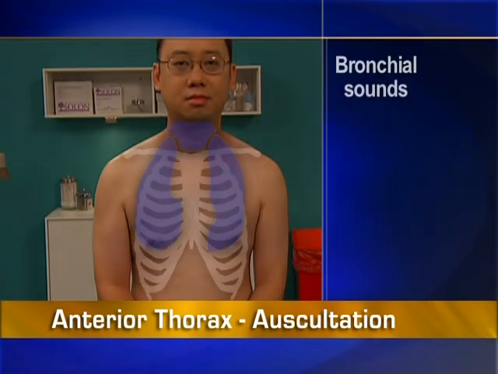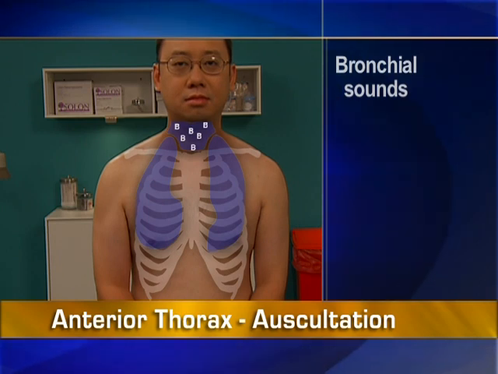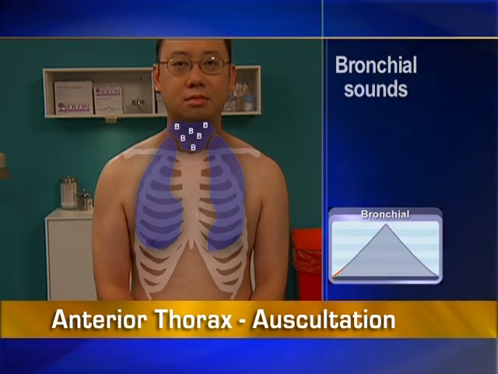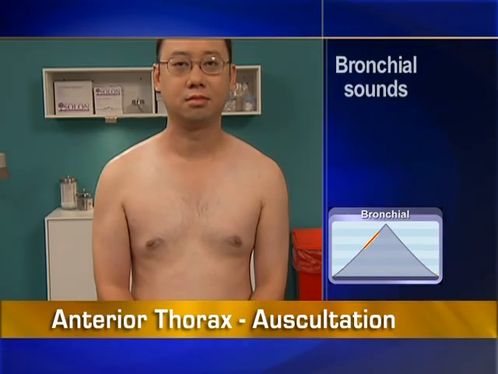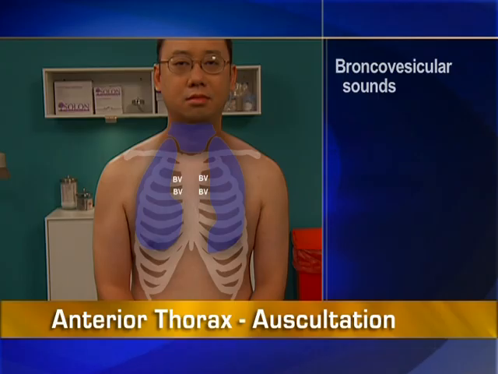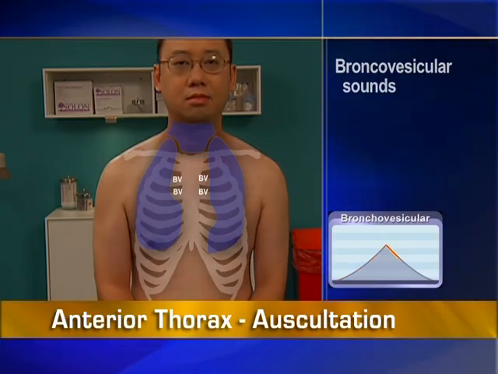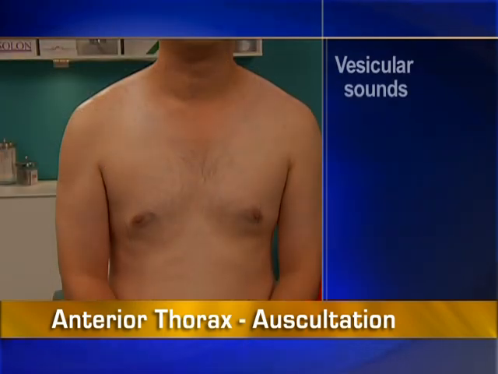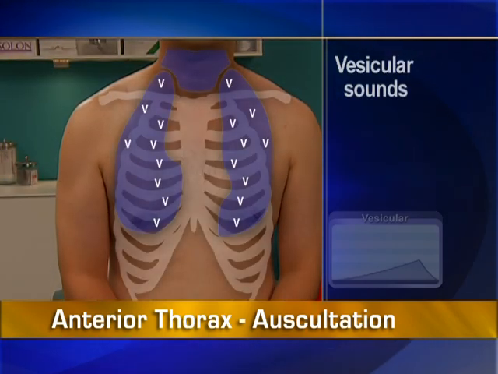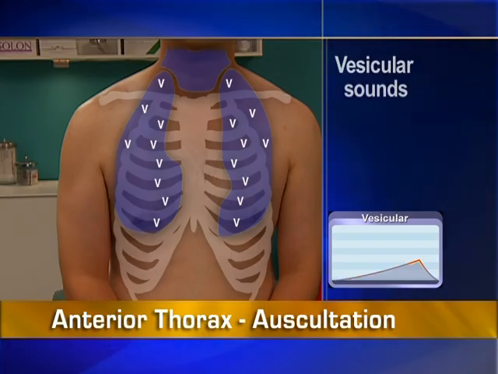On the anterior thorax, you should hear bronchial or tracheal sounds over the trachea and larynx. These sounds are high-pitched and very loud, have a harsh tubular quality, and sound like this. You should hear bronchovesicular sounds around the upper sternum in the first and second intercostal spaces. You should hear vesicular sounds over peripheral lung fields from above the clavicles to the seventh intercostal space.